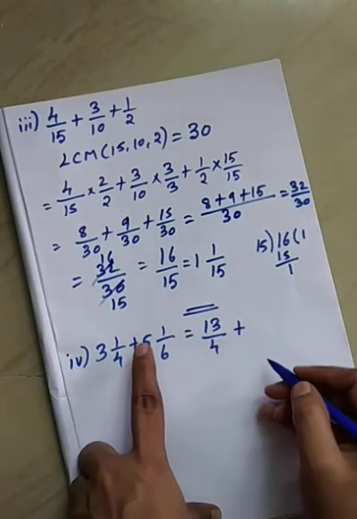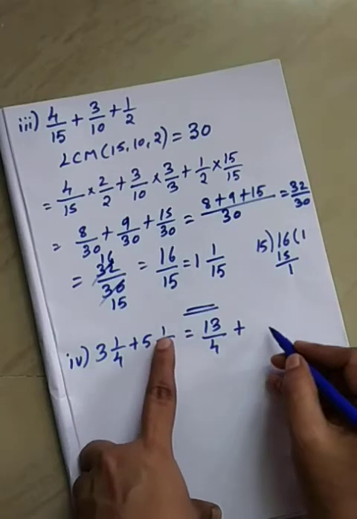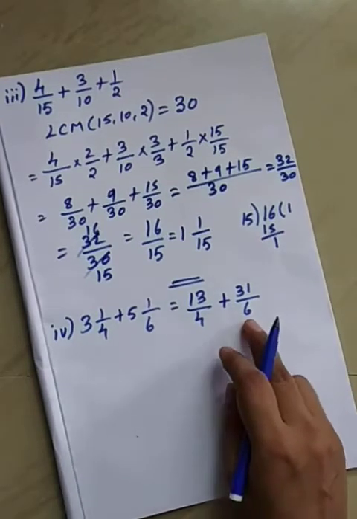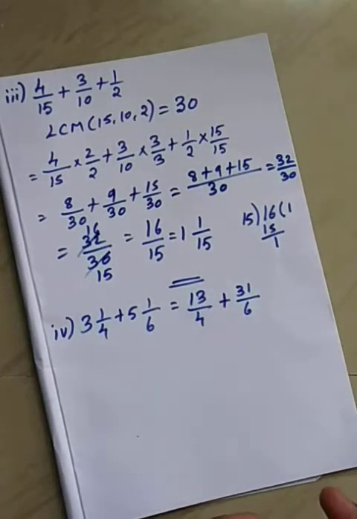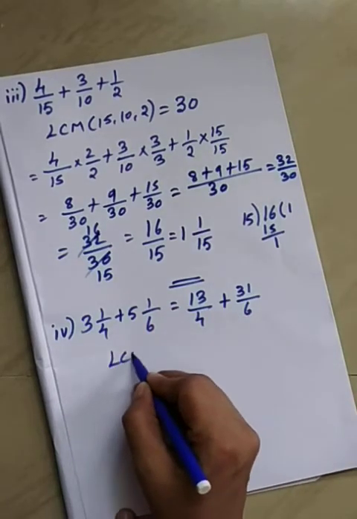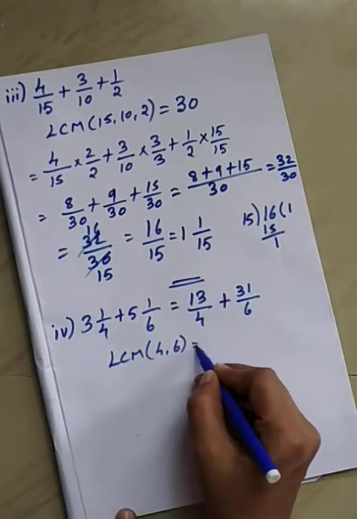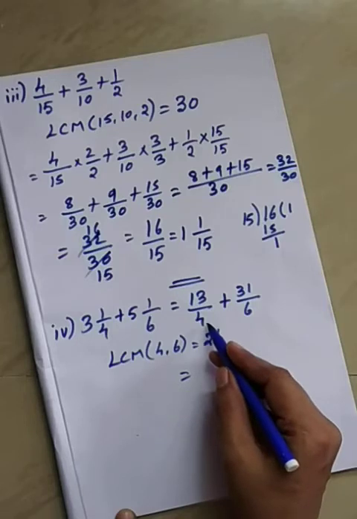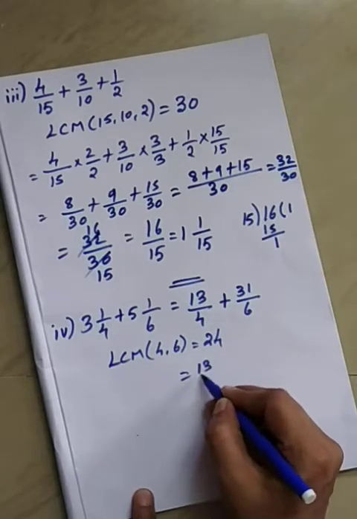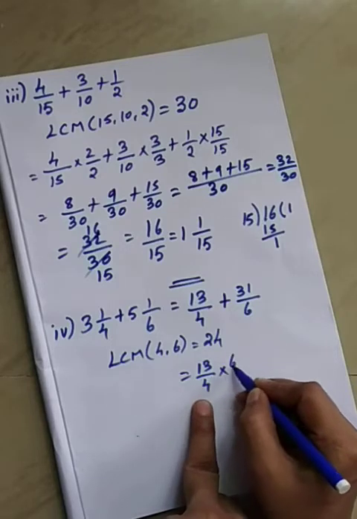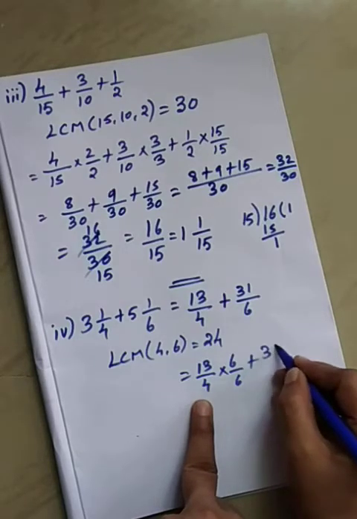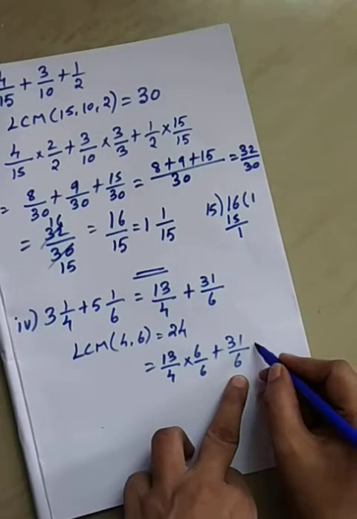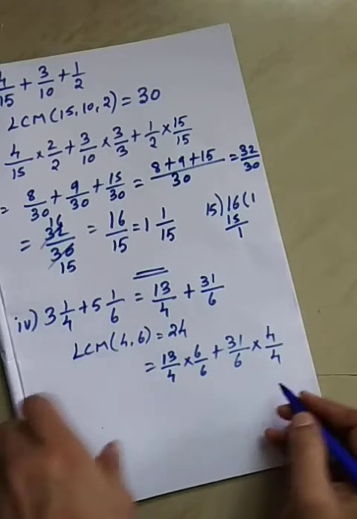Here put plus symbol. 5 into 6, 30. 30 plus 1, 31, divided by 6. Okay. Now you can take the cross multiplication or otherwise LCM. Okay? See, what is the LCM of 4, 6? 24. So you need 24 for the denominator. You can multiply the 4 by 6, plus 31 by 6, and the 6 by 4 for the other.